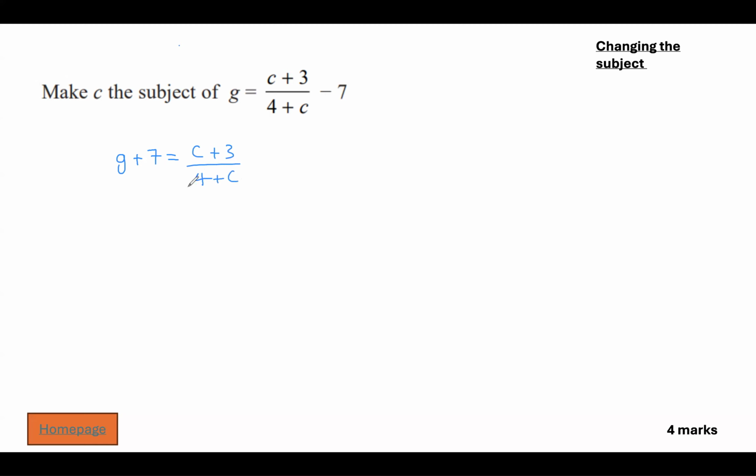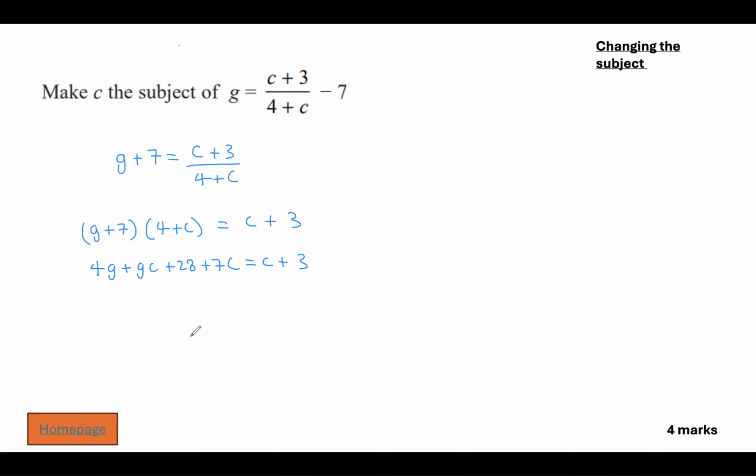the following. Now again, multiply both sides by the denominator. So what we end up with is g plus 7 multiplied by 4 plus c is equal to c plus 3. Now we need to expand this out. So we get 4g plus gc plus 28 plus 7c is equal to c plus 3.